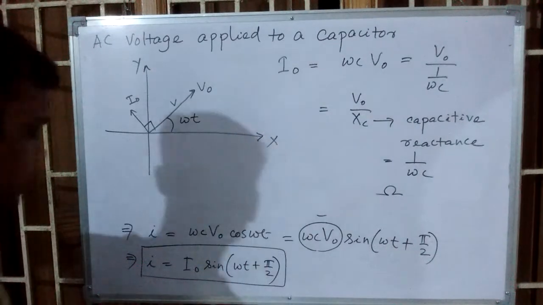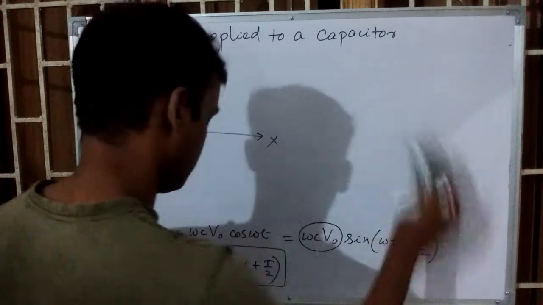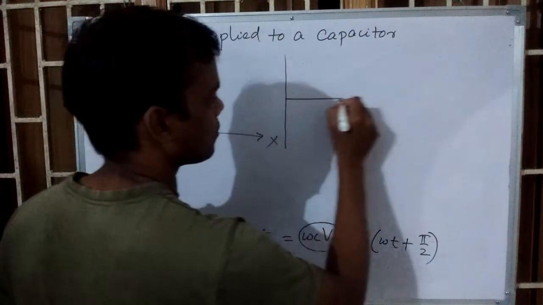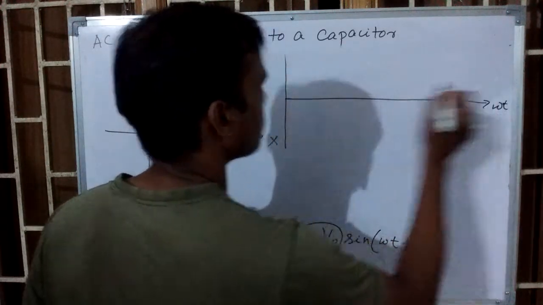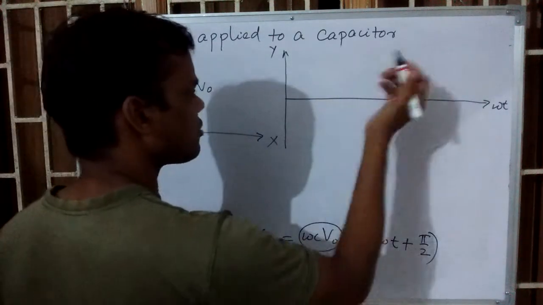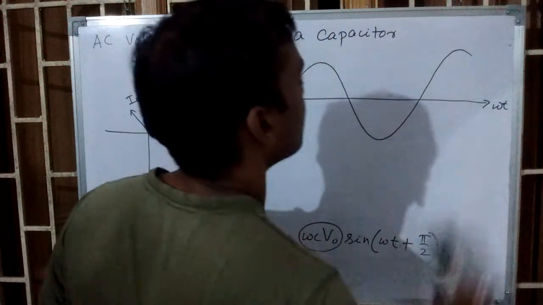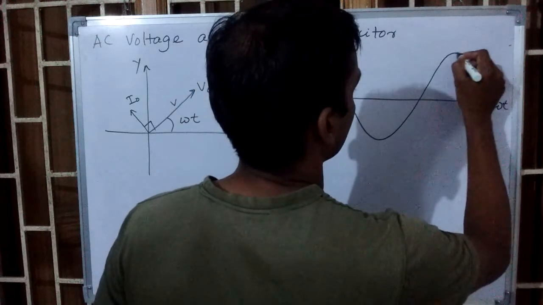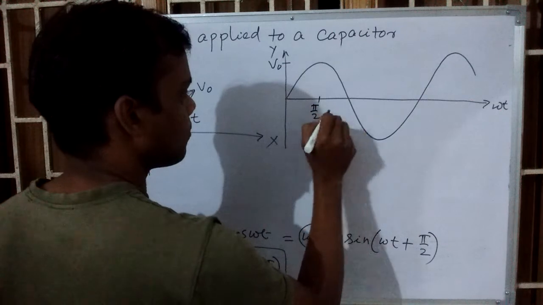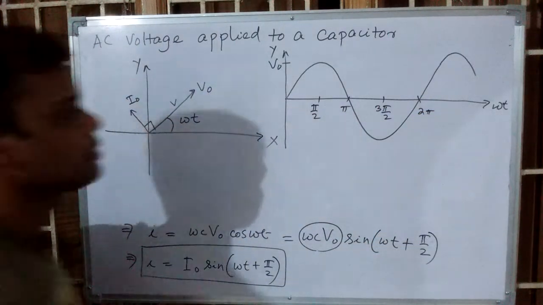Okay. Now come to the waveform. How to draw the waveform? Now you see, let us first draw the voltage waveform. This is V naught. Now this is pi by 2, pi, 3 pi by 2, 2 pi. Now this is 5 pi by 2.